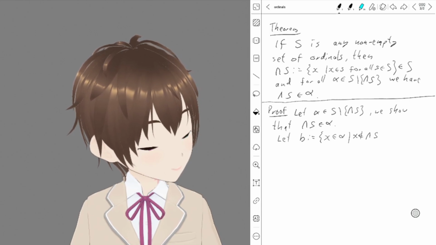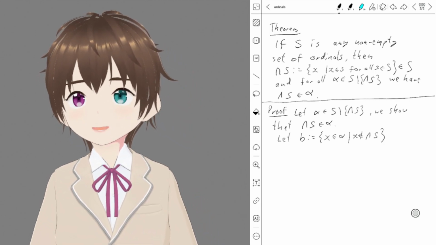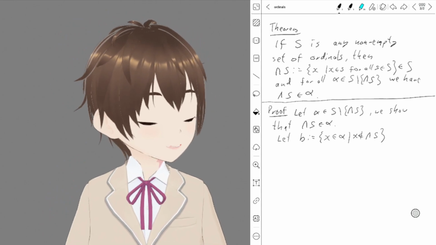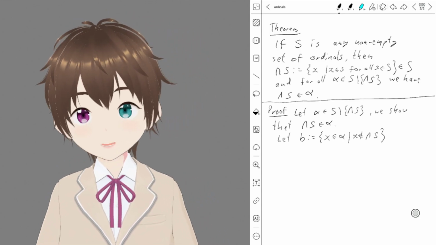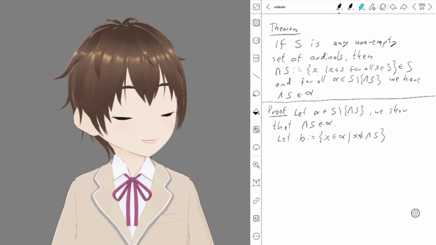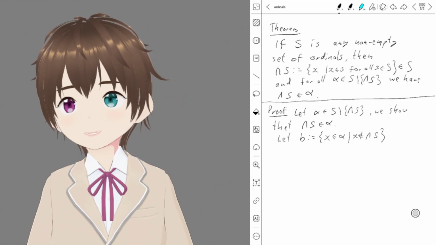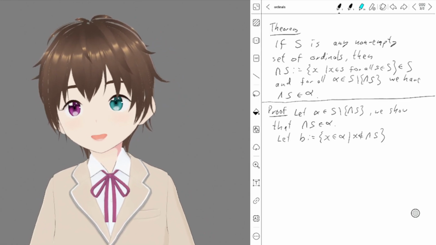This is a set. I'm using the axiom of specification, and I claim that this is a non-empty set. Because if this set is the empty set, then that means every element of alpha is in the intersection, and everything in this intersection is an alpha, which would imply that they're equal.